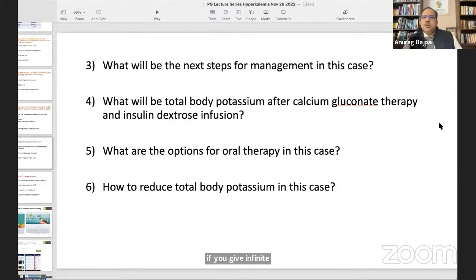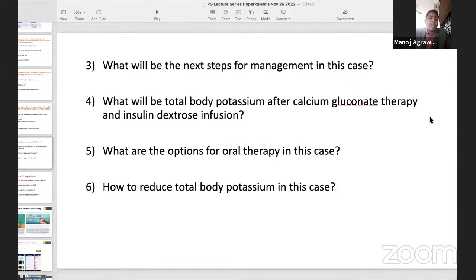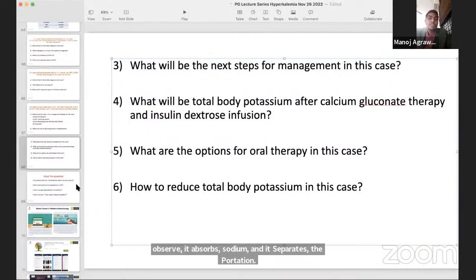The next question is the oral therapy option. Dr. Manoj, what is the oral therapy option? The oral therapy we can give in this patient is an exchange resin. We can give it orally or by the rectal route. And what is the principle of its action? It exchanges sodium with potassium. So it absorbs sodium and secretes potassium from the intestine. These are the main oral therapies that we can use.